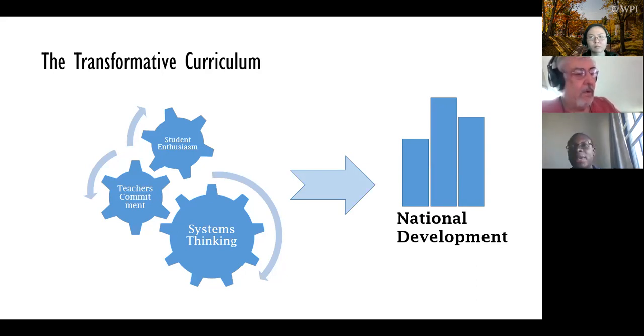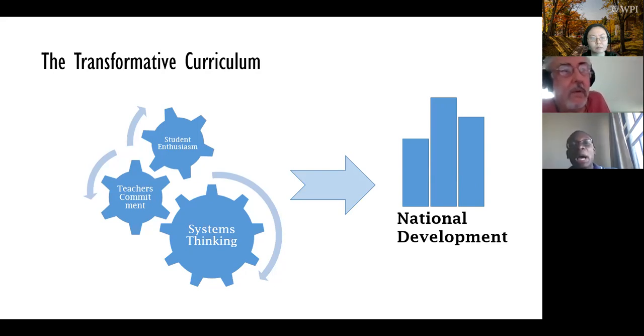But the transformative curriculum also depends on teachers' commitment. Now, the thing about teachers' commitment is that currently, as we speak, Ghanaian teachers are not capable of making the social studies curriculum transformative. They can't. It will still be informative. The social studies curriculum is supposed to be informative by the design of the curriculum.